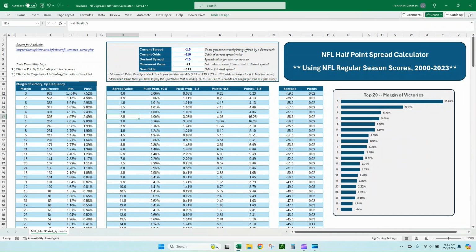In this video, you will learn how to use this free NFL half point spread calculator.